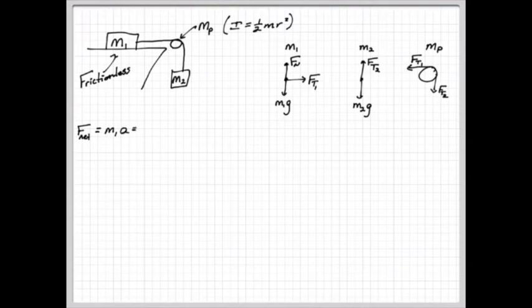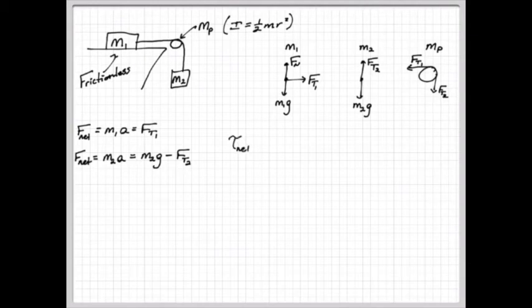So for mass 1, it's pretty easy. Tension 1 is going to cause acceleration. So tension 1 is equal to m1a. For mass 2, again, keep in mind the directions. We know the net force is going to be downward. That's the way it's accelerating. So that means gravity, mass 2 times gravity, is positive, and the tension 2 is negative.